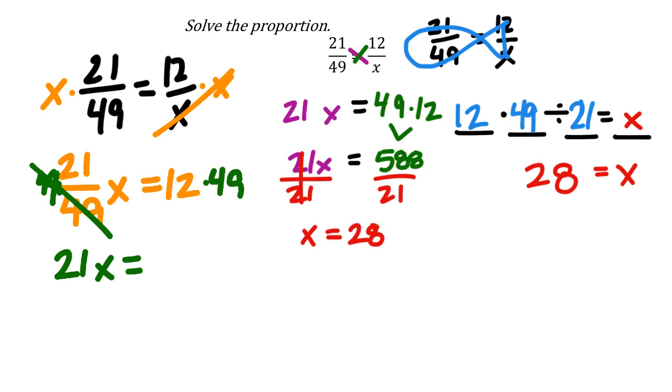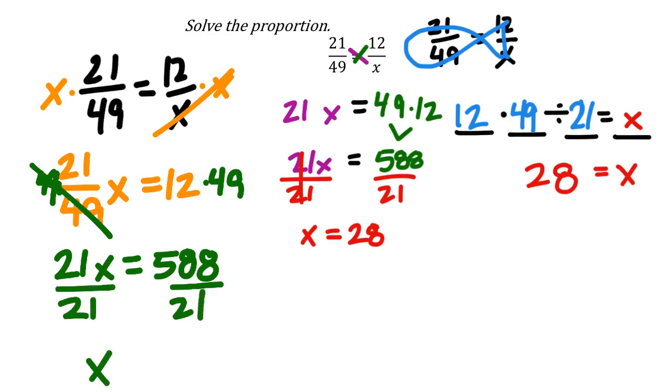We've already seen that: 588. And then divide both sides by 21 to make it 1x. x equals 28. So we get the same answer. In fact, we just had to add a step to the cross multiplication from this, but we end up with the same answer.